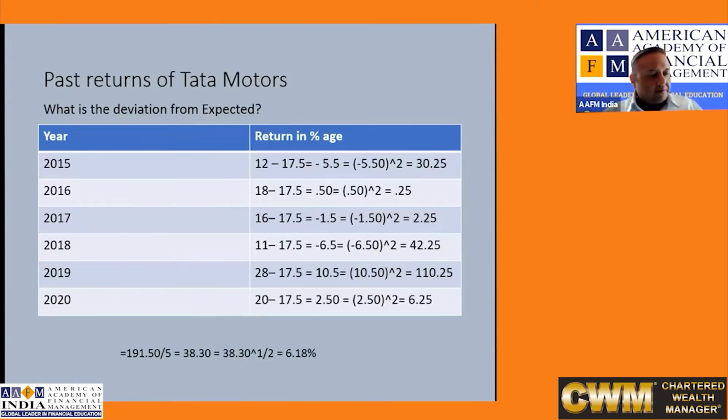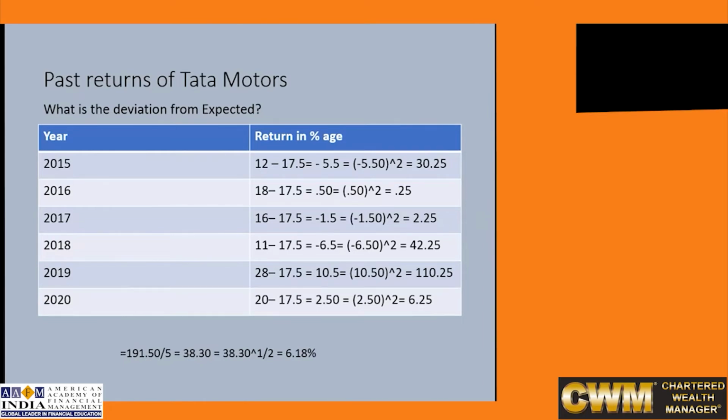And what do you get? 5.64. And what is this 5.64%? This is average deviation from average.